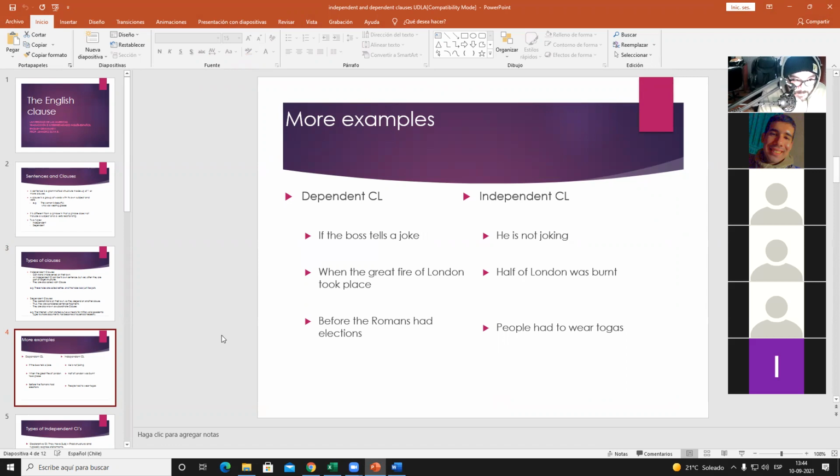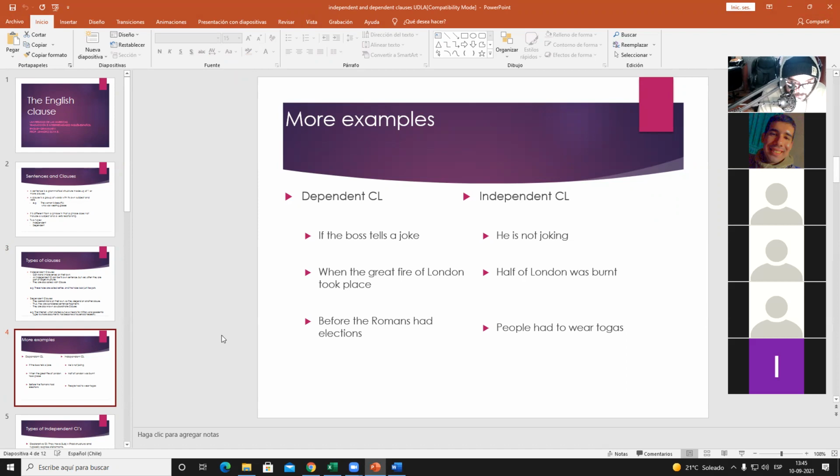Here we have more examples of dependent clauses. On the left column we have the dependent ones, and on the right we have the independent ones. Okay. So in the left column, what we have is if the boss tells a joke. If the boss tells a joke, then what we have is something with a lack of context, right? We need further information. Now, let's compare that with the one on the right. He is not joking, right? He is not joking. I have a full understanding because of the context, right?